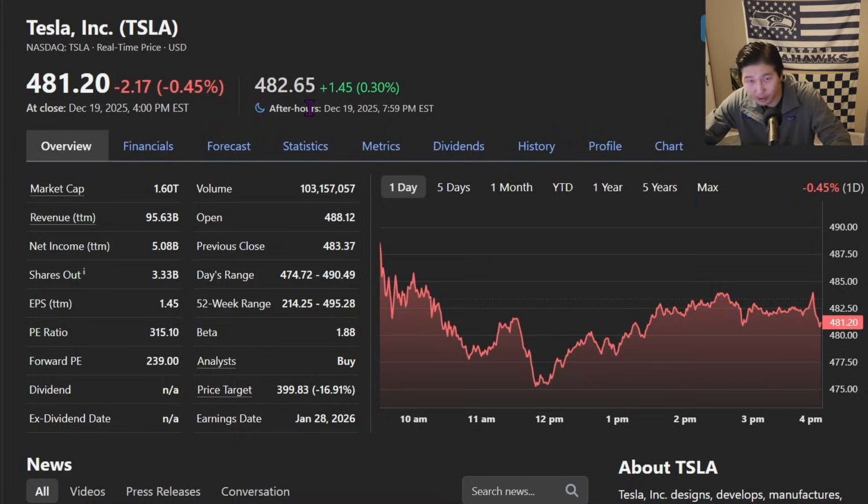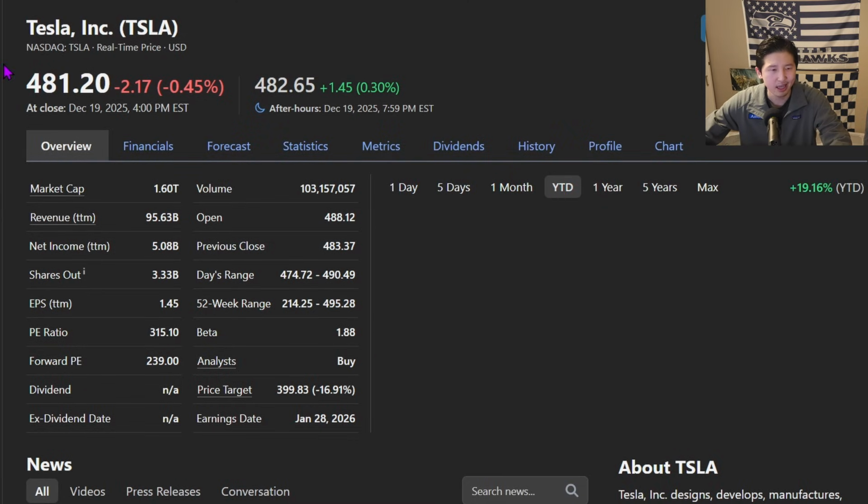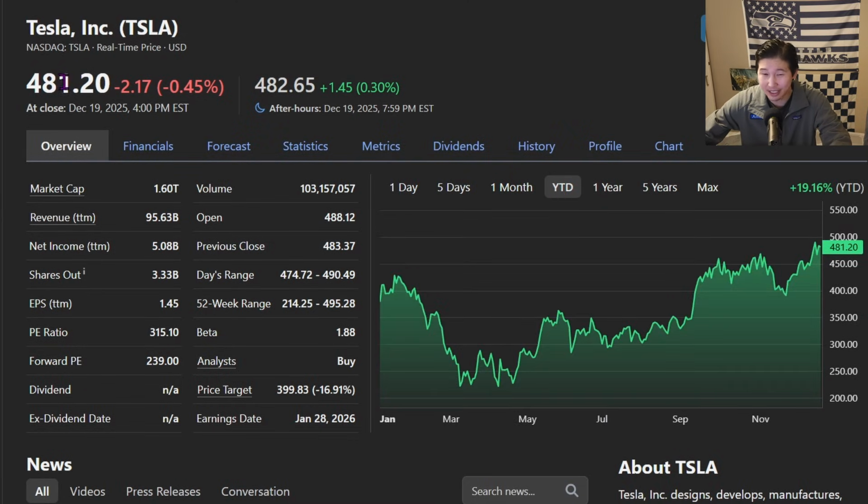The next company that we are going to talk about is Tesla. Ticker symbol TSLA. Currently trading for about $481. Year to date, they're in the green by 19%. Crazy to believe we only have about 1 week left until it's 2026. Their trading multiple, 315. It doesn't get any better when you look at the forward trading multiple. It's 239. This is a company that is trading for a pretty premium.